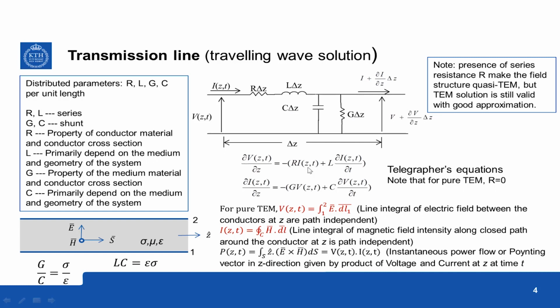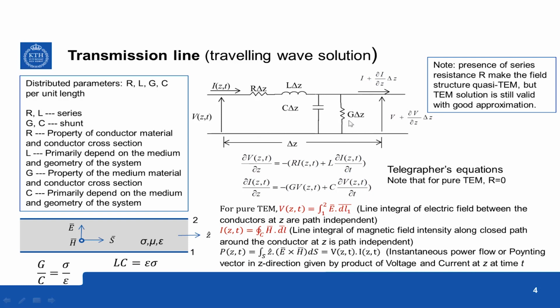Now in practice, we have always some small resistance, however good this conductor is, even if it is copper, there is some series resistance. This series resistance is not part of TEM, in the sense that there will be voltage drop across this, so you can have a destruction of the TEM wave structure. But if R is small enough, still we can assume that TEM solution is approximately valid.